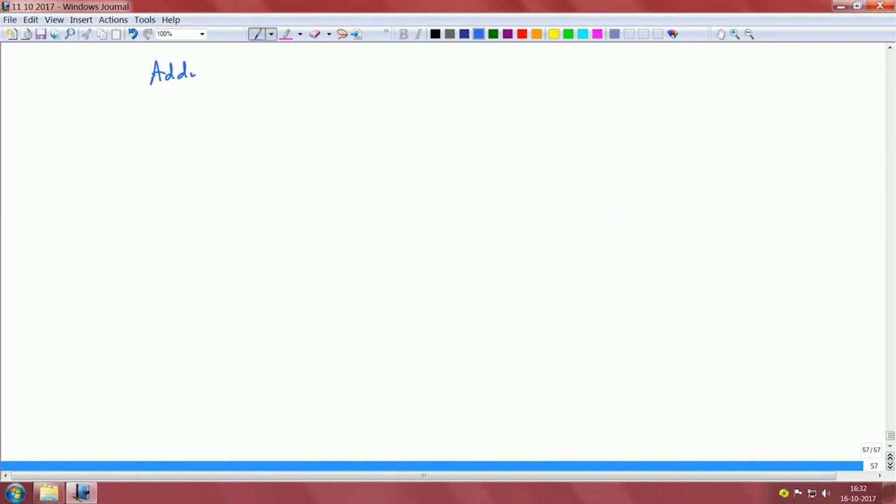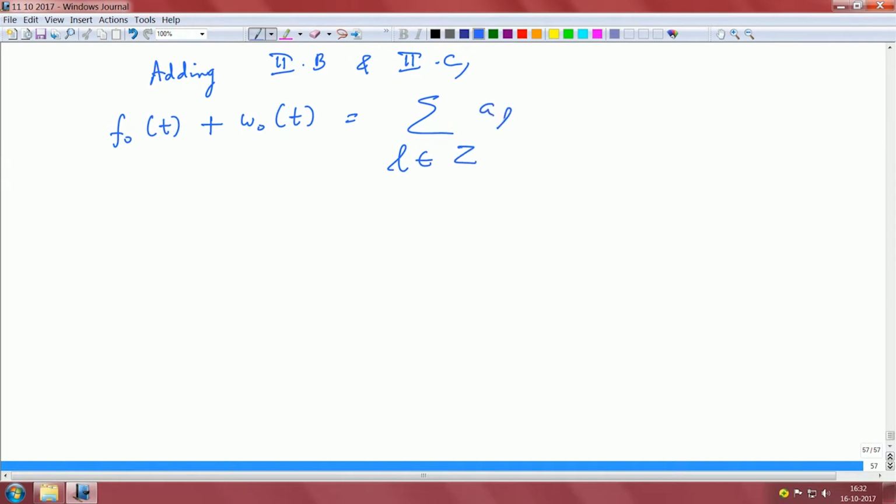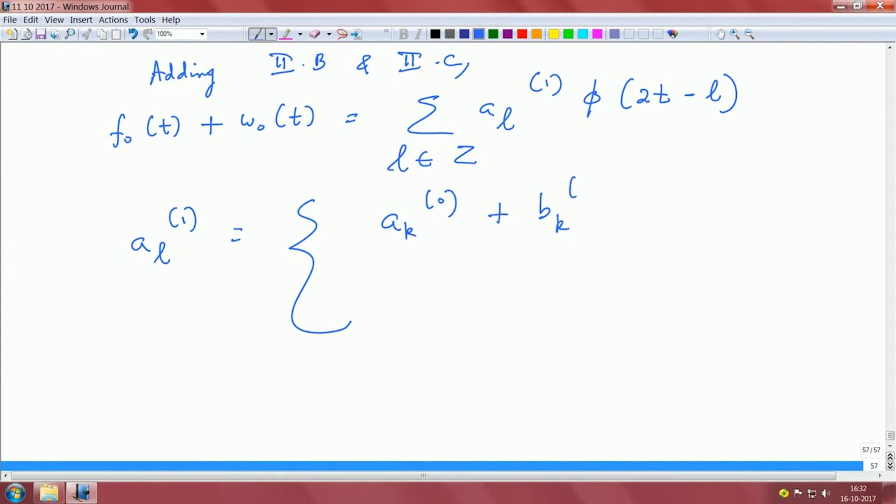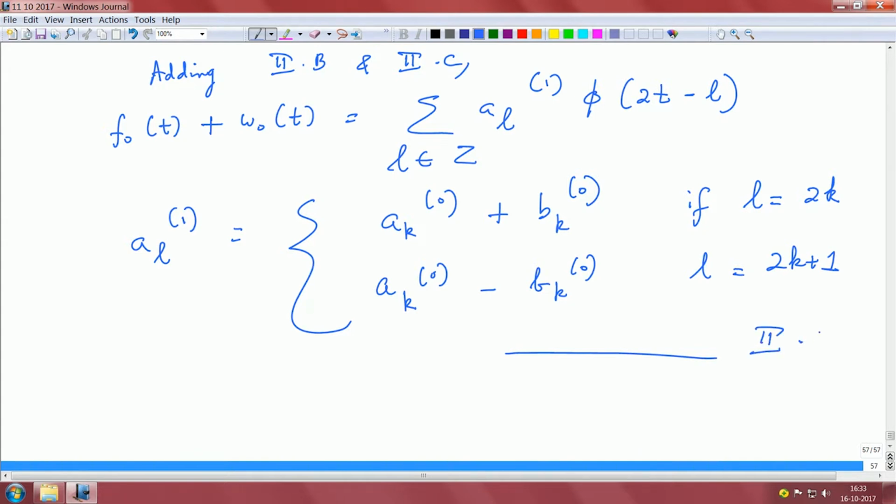Now, adding 2b and 2c, we get f naught of t plus W naught of t is summation l belonging to Z, A l of 1 phi of 2t minus l, where A l of 1 equals A k 0 plus B k 0 if l equals 2k, and it is A k 0 minus B k 0 for l equals 2k plus 1. This is basically equation 2d.